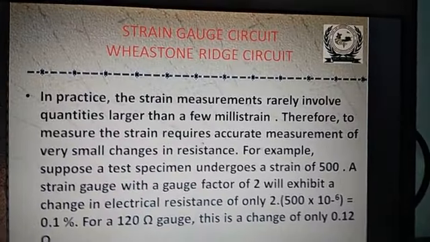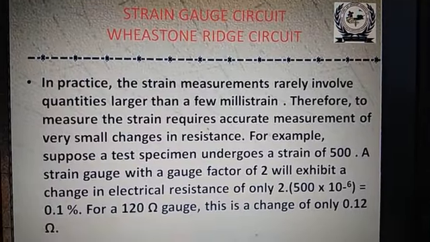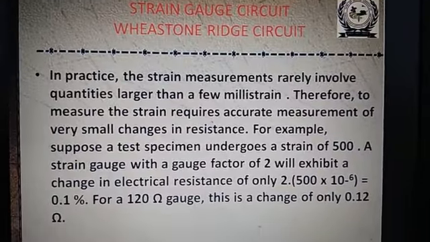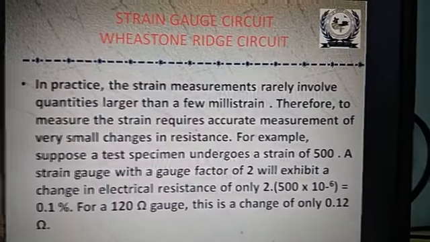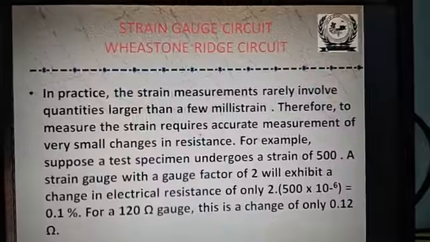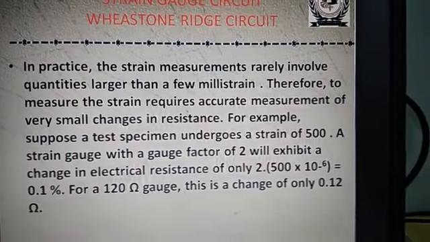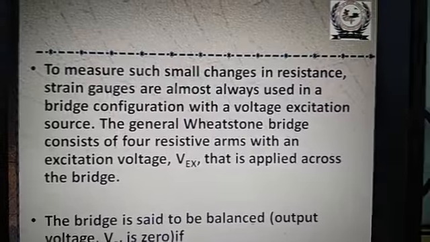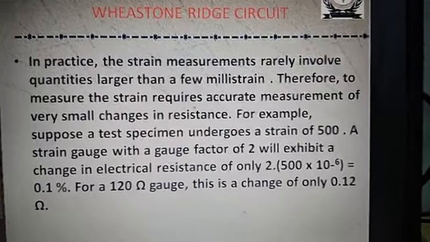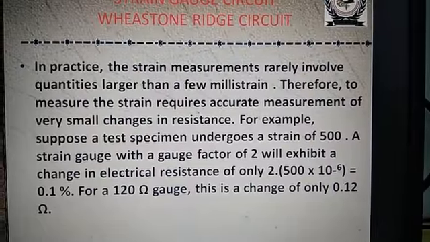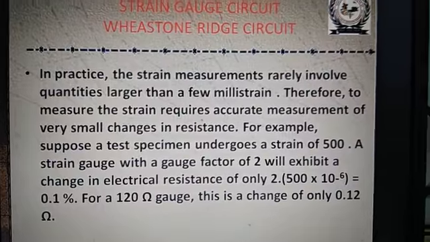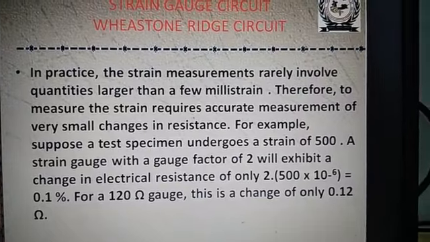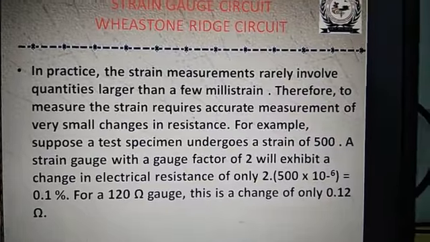Strain gauge circuit, Wheatstone bridge. Generally, these strain gauges are ones in which resistance changes, and therefore they are mounted in a Wheatstone bridge, with one arm containing the gauge. This bridge is not shown here. In practice, strain measurement rarely involves quantities larger than a few millistrain. Therefore, to measure the strain requires accurate measurement of very small changes in resistance.